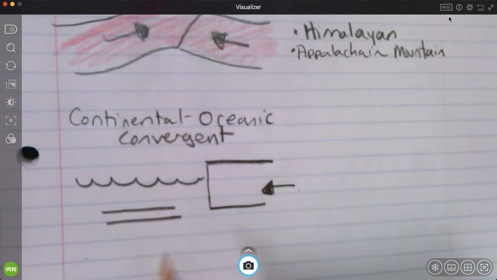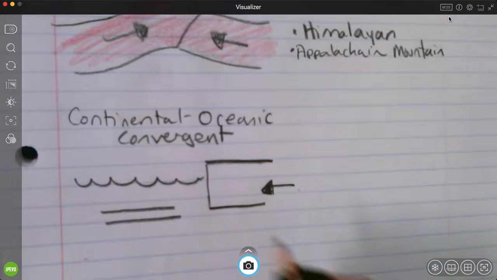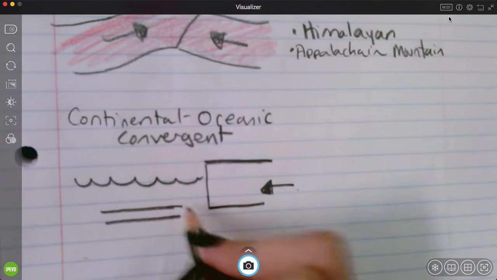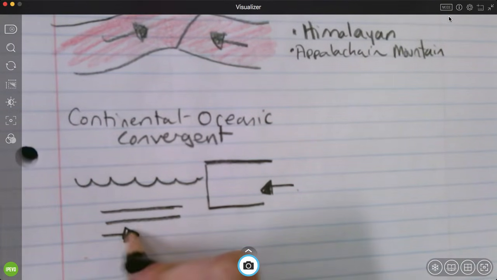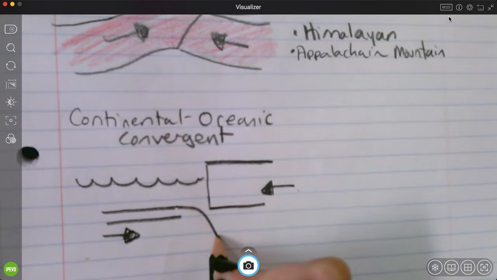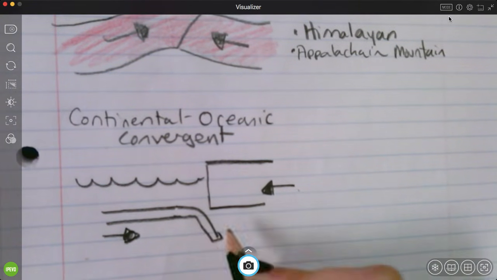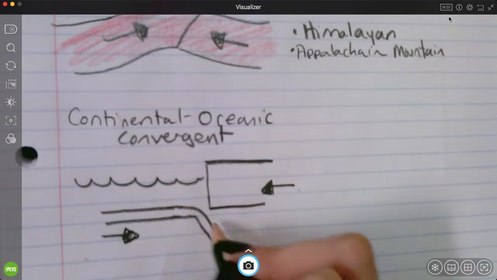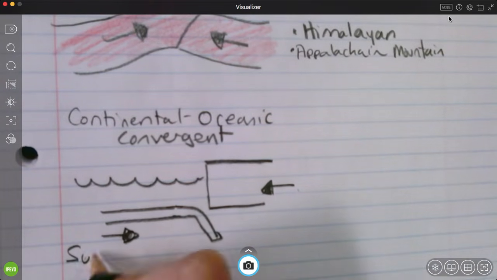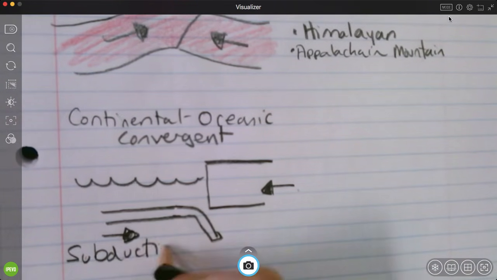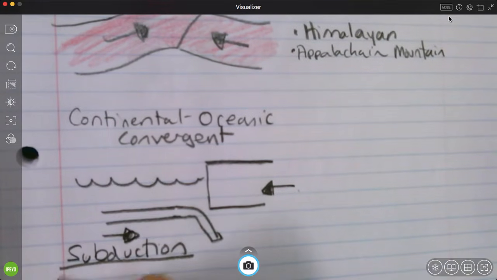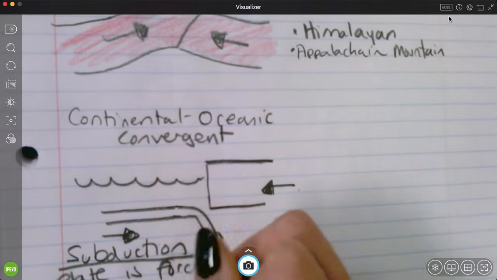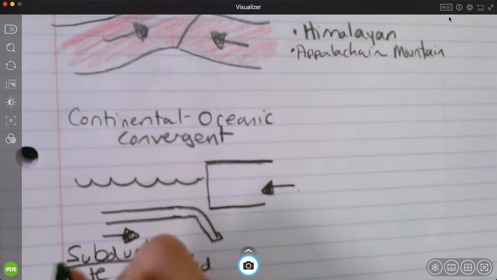Remember, my oceanic plate is thinner, but it's denser. It's heavier. Because it's denser, as these plates collide, this oceanic plate gets forced downward. All right? We call this, make sure you can see that, subduction. That's when a plate is forced down into the mantle.